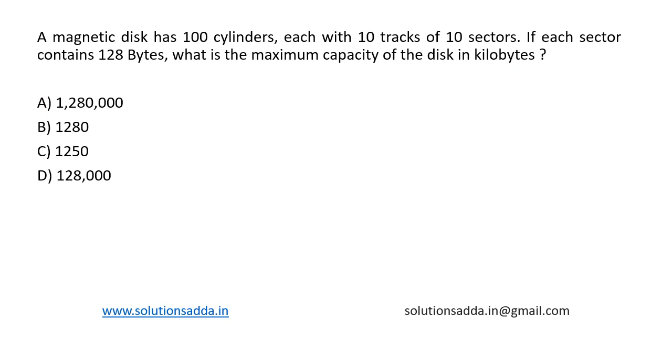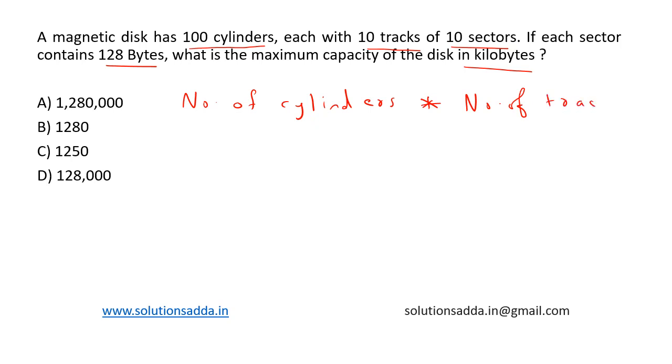This is a previous ISRO question. A magnetic disc contains 100 cylinders, each with 10 tracks of 10 sectors. And if each sector is 128 bytes, what is the maximum capacity of the disc in kilobytes? So the formula to calculate the maximum capacity is number of cylinders multiplied by number of tracks multiplied by number of sectors per track into size of sector.